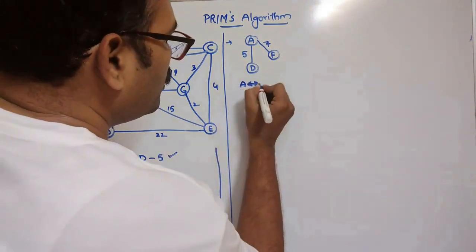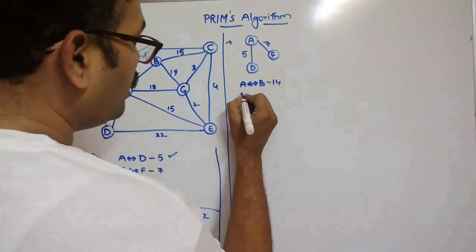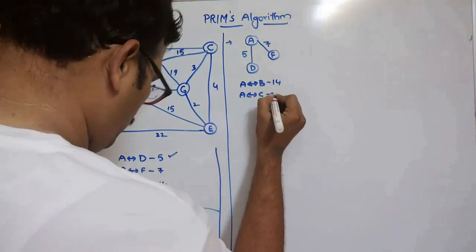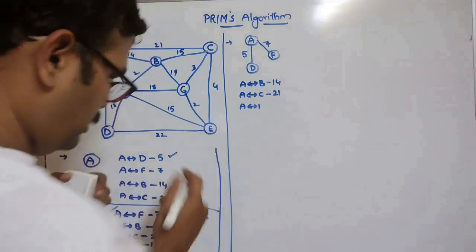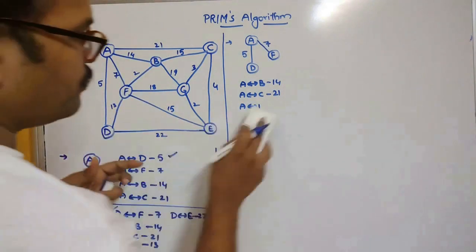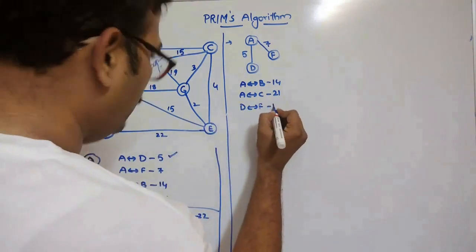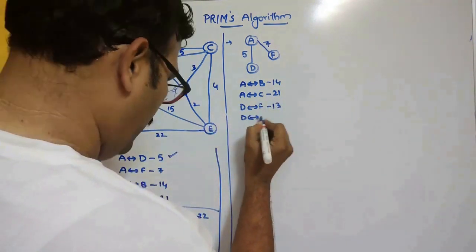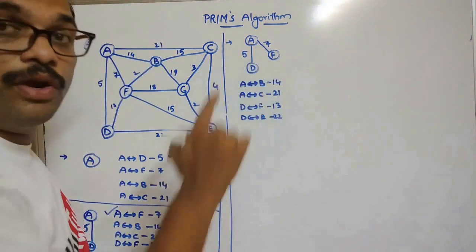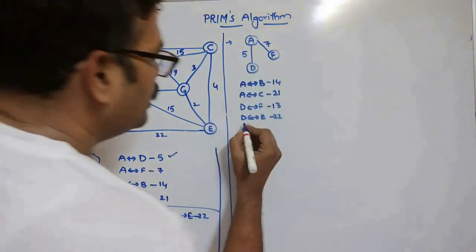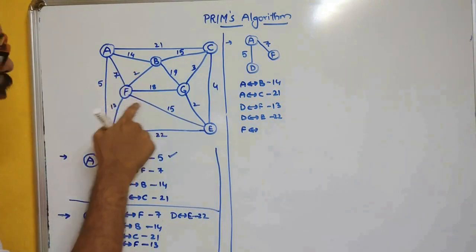A to B with a 14. Next, A to C with a 21. D to F with a 13 and D to E with a 22. Now we are having one more vertex, that is F. So now consider the edges of F. From F we are having how many edges? 1, 2, 3, 4 and 5.